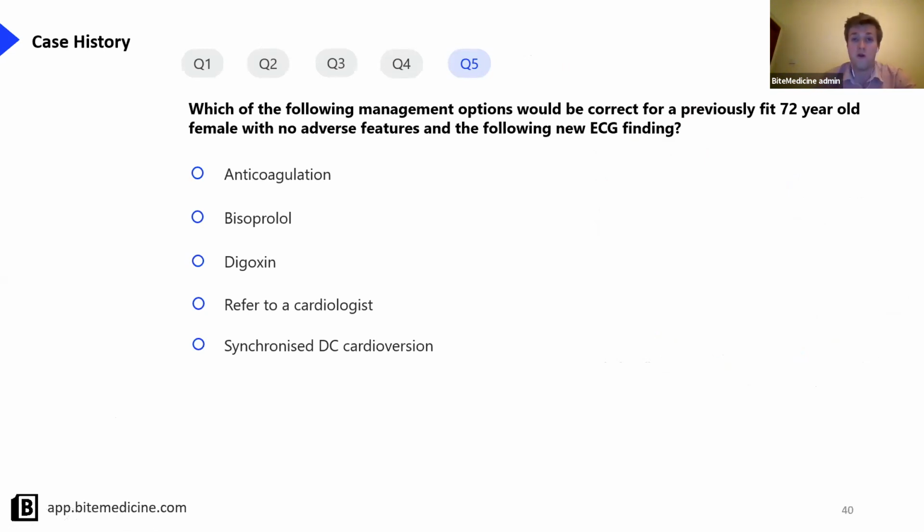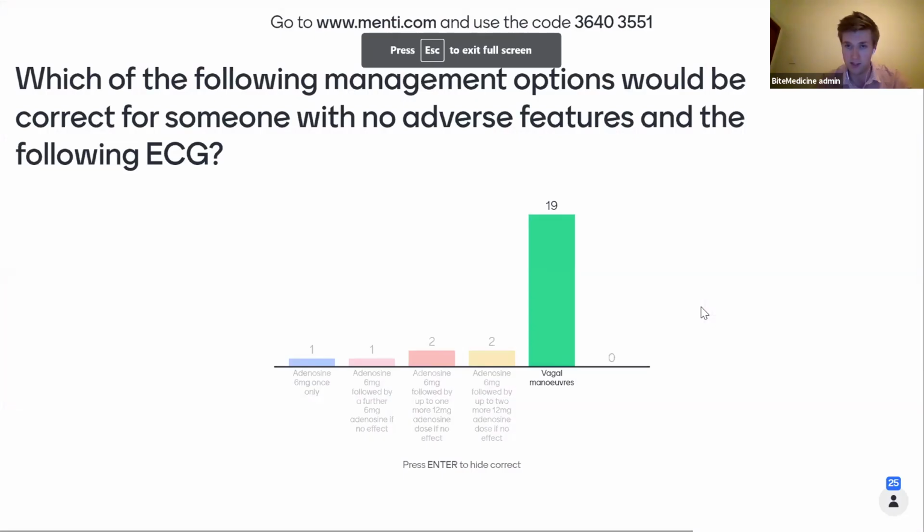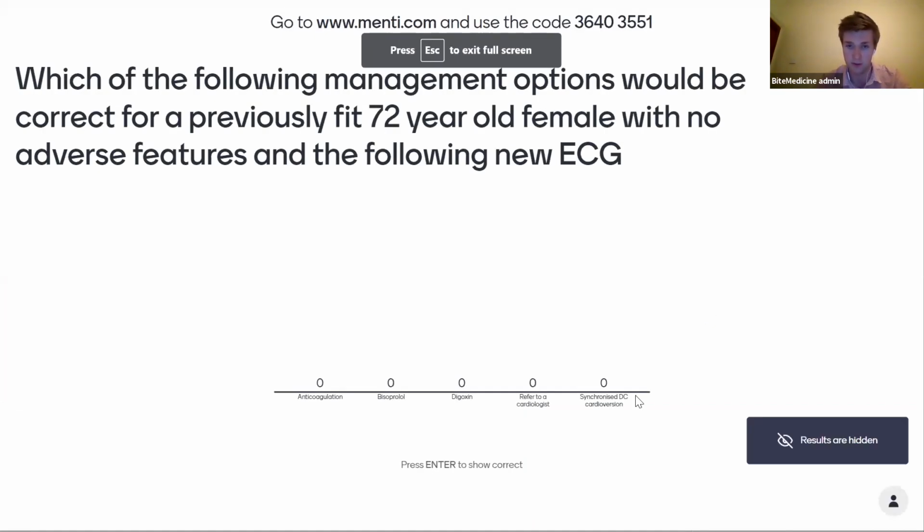Which of the following management options would be correct for a previously fit 72-year-old female with no adverse features and the following new ECG finding. Okay, so this is brand new. There's an ECG a day ago that didn't show the following finding. So I'll just set up the next question on Menti, so you guys see that, and we'll just take you back to look at the ECG.